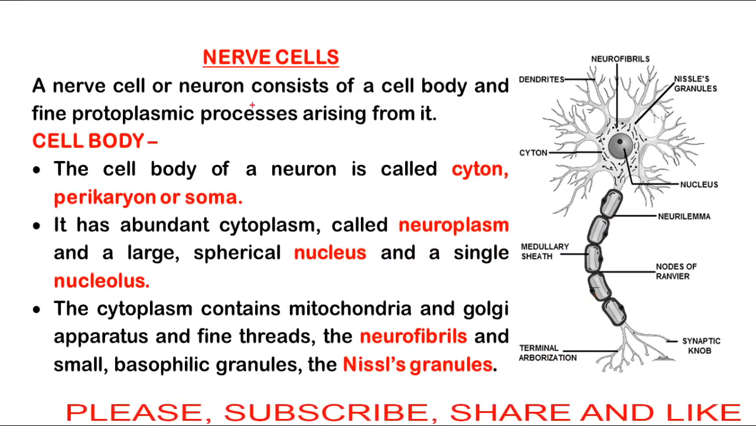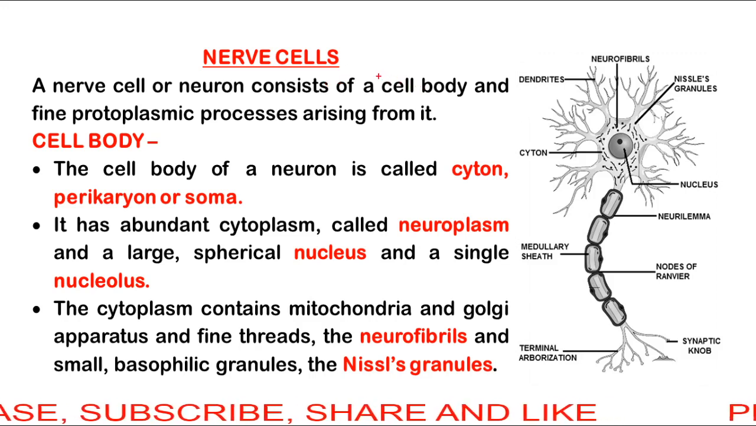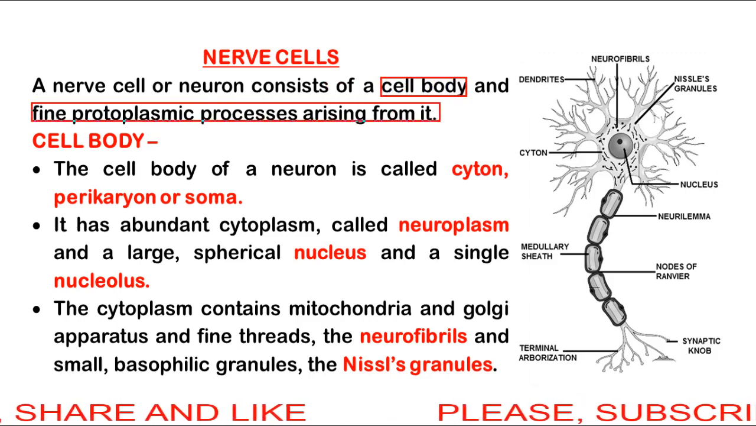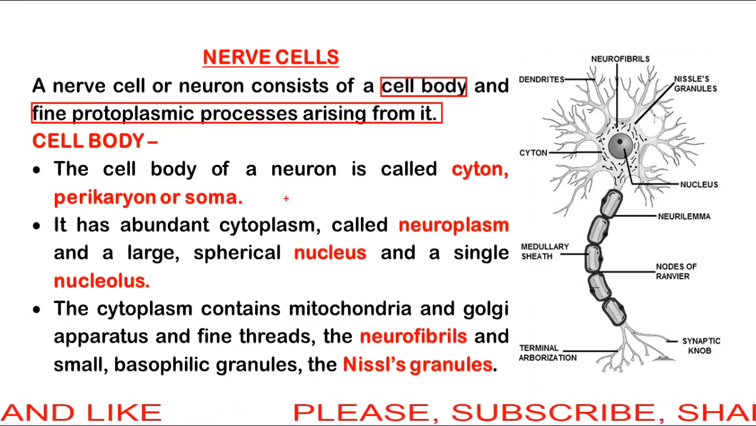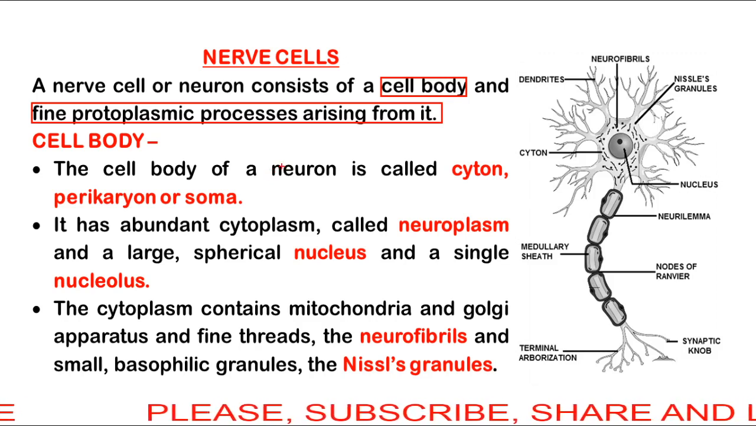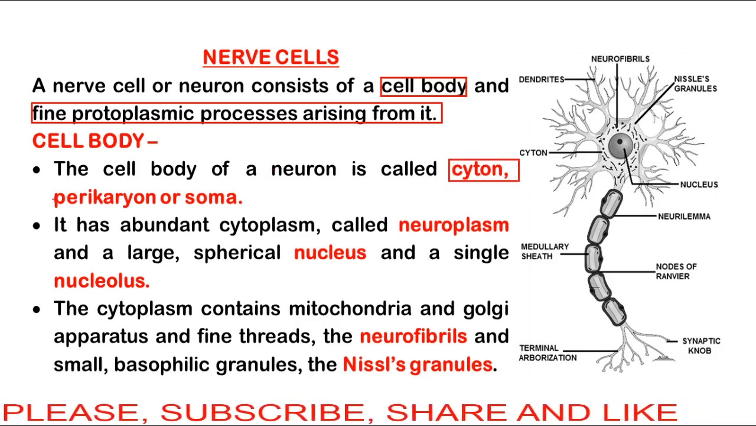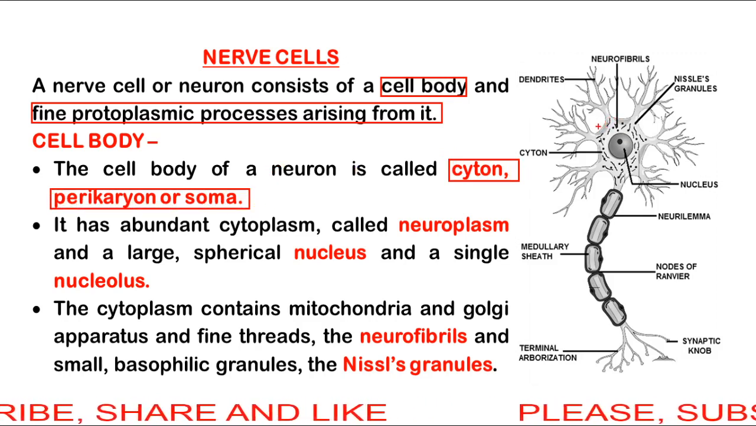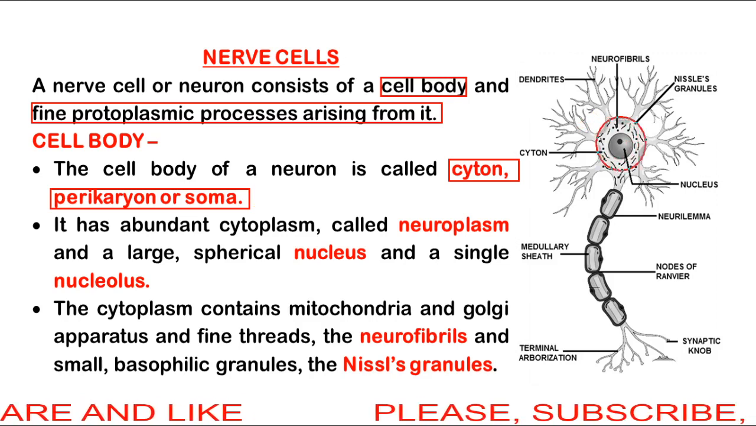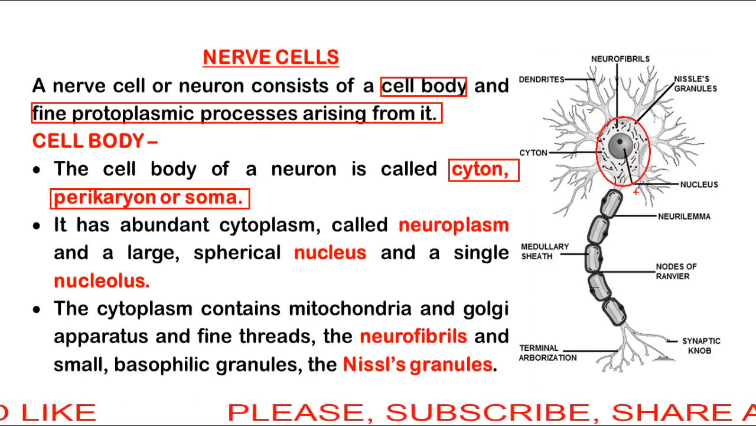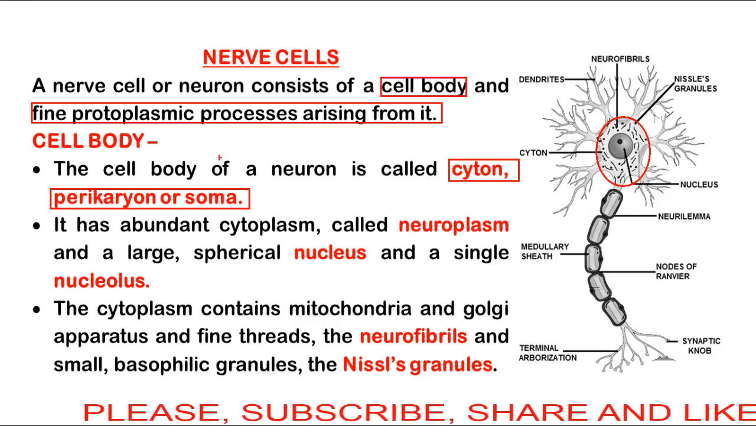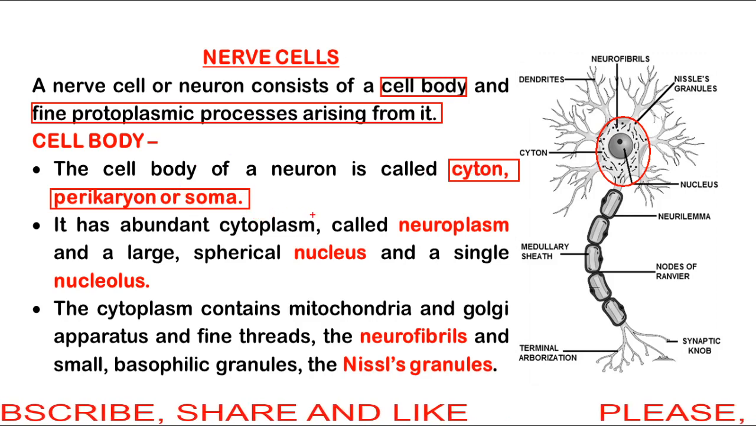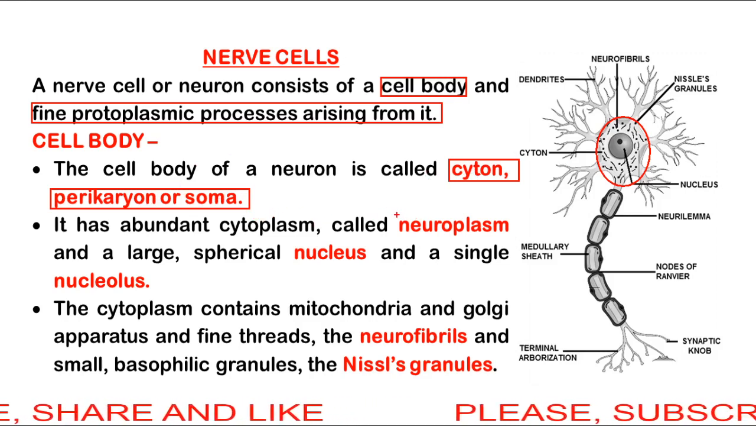Next is the nerve cell. A nerve cell or neuron consists of a cell body and fine protoplasmic processes arising from it. First we will discuss the cell body. The cell body of a neuron is called cyton, perikaryon or soma. So this whole structure is the cell body, and it is known as cyton, cell body, perikaryon or soma. It has abundant cytoplasm known as neuroplasm.